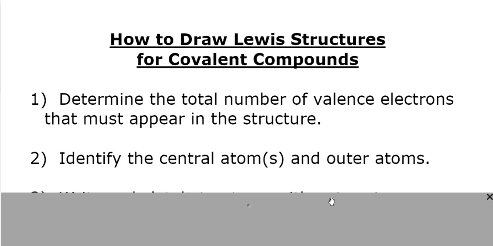Next, you have to identify the central atom and the outer atoms. There are two ways to do that. The central atom should always have the lowest electronegativity value, and you can look up the electronegativity value on your periodic table. The other way of looking at it is that the central atom is often the first element in the chemical formula, but there are some exceptions. Also, some other exceptions.